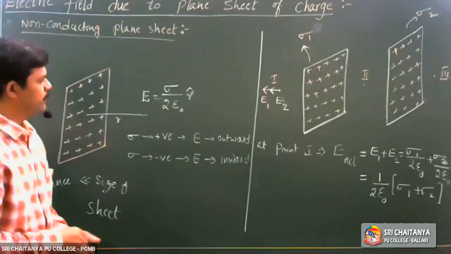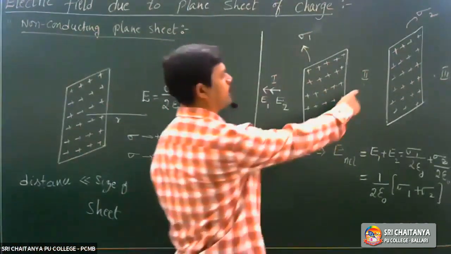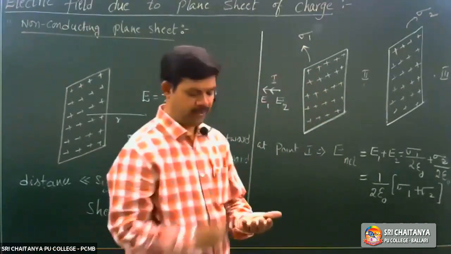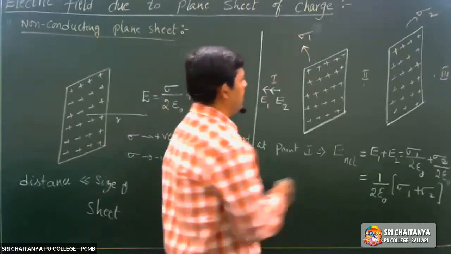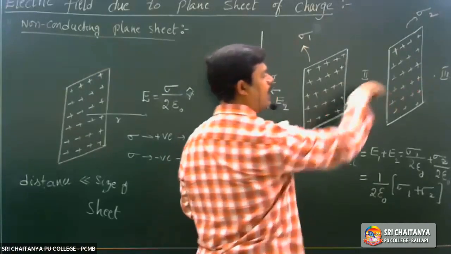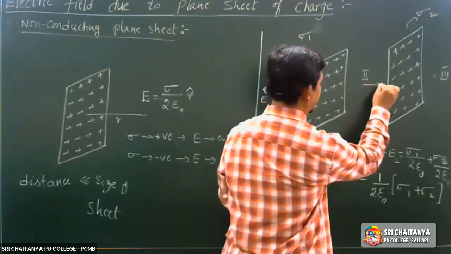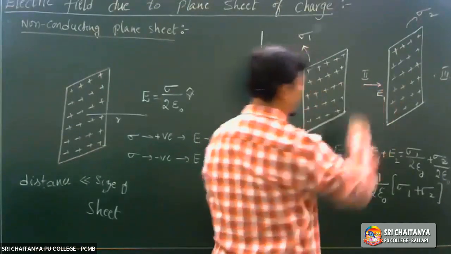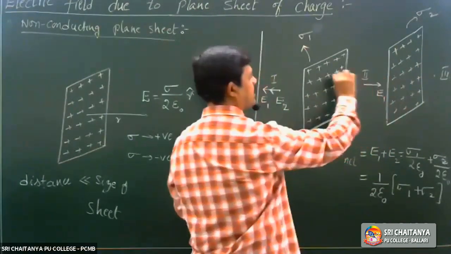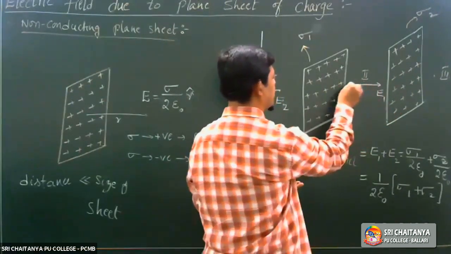Now, what is the field at this point 2? Net field. What is the net field at this point 3, if you are asked? Just see here. Due to this plate, at this point, the field is outward. So, how is the field? Field in this direction. Due to this plate, outward from that, as it is positive, outward from that. So, E2 is in this direction.